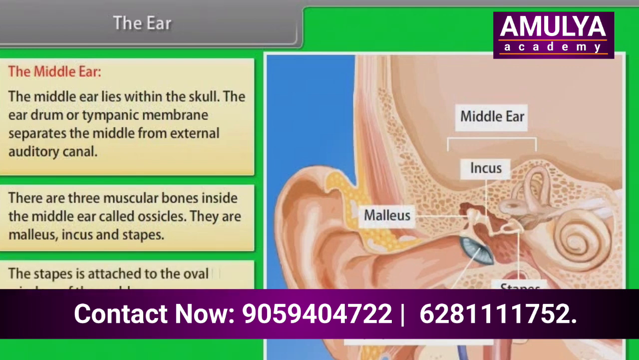The stapes is attached to the oval window of the cochlea. The middle ear cavity opens to the pharynx via the eustachian tube. It helps in equalizing pressure in the middle ear.